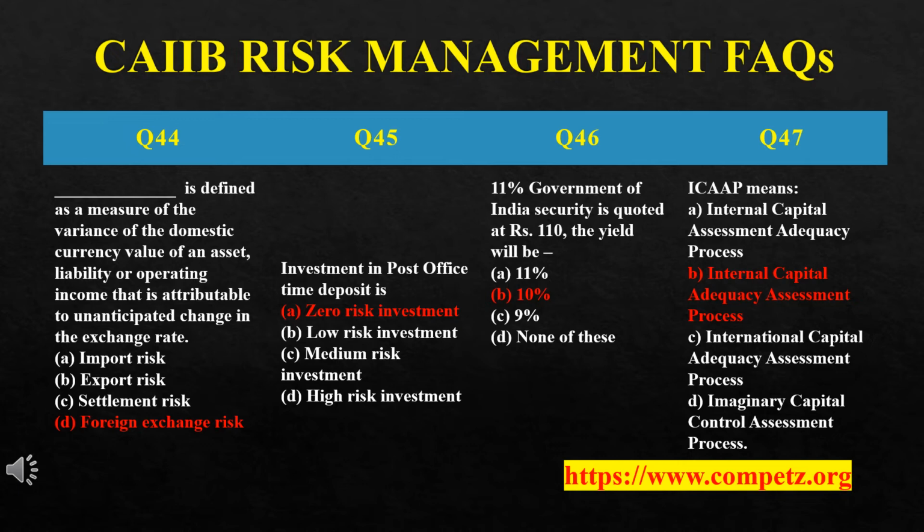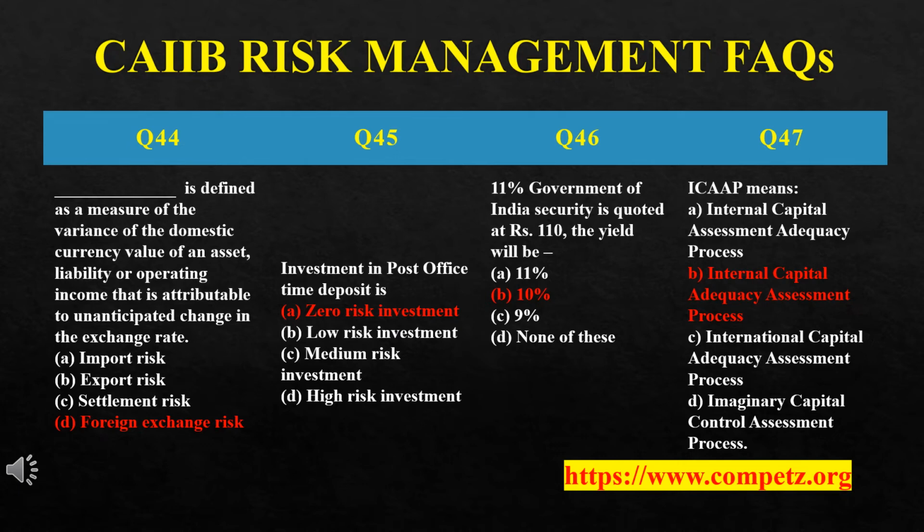Next comes: 11% Government of India security is quoted at rupees 110. The yield, that is the interest, will be dash. How much will be the interest? See, 110, and 11% is the rate of interest on the Government of India security. The answer will be 10%. See here, yield, that is B.